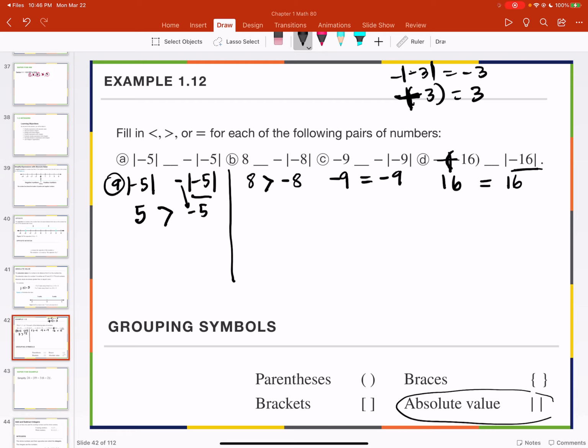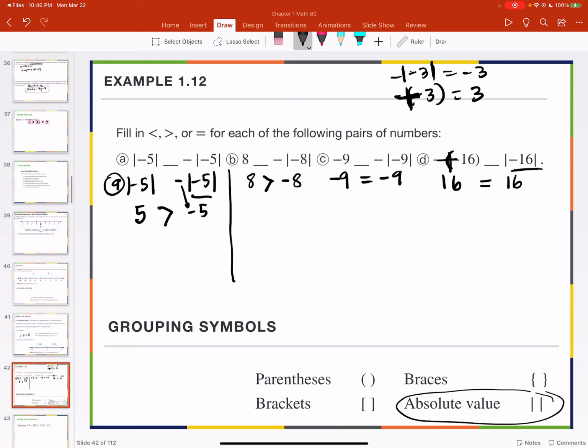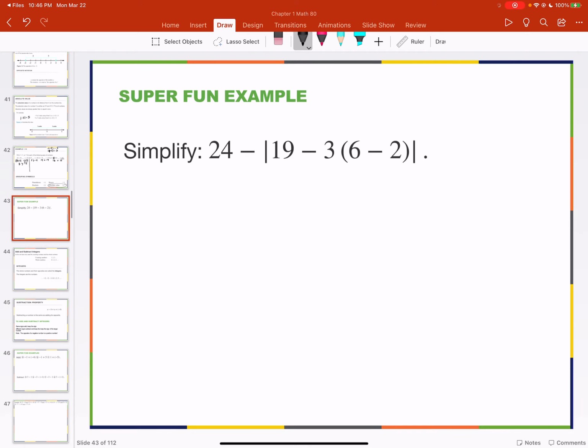Okay, so now we can add something to our grouping symbols. We can add absolute value. It's a form of grouping, just like parentheses, right? PEMDAS. Okay, so here we have 24 minus the absolute value of 19 minus 3 times the quantity 6 minus 2. So first we group inside here, and then from within here, we prioritize this, right?